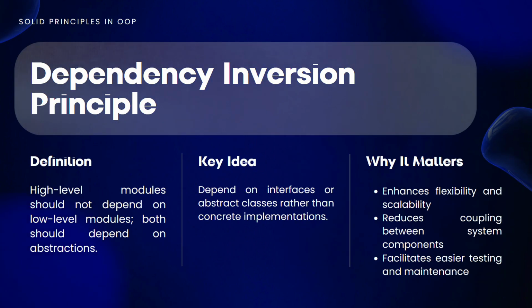Dependency Inversion Principle. This principle says that high-level classes shouldn't depend directly on low-level classes. Instead, both should depend on abstractions. This principle reduces coupling between system components. It facilitates easier testing and maintenance.